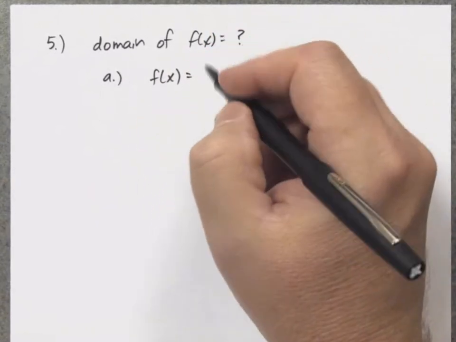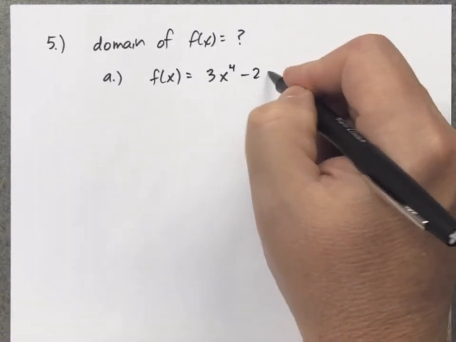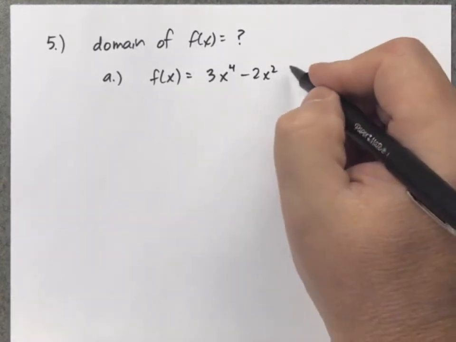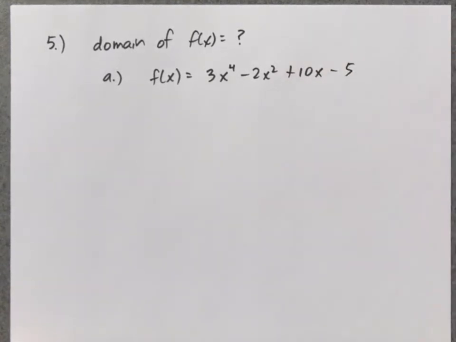the function is 3x to the 4th minus 2x squared plus 10x minus 5. Now, I explained in class the idea about domains. I will just try and do a very quick summary. I'm not going to take the time now to reteach this in detail. But if you recall, the domain of a function basically means what are all the possible values of x.